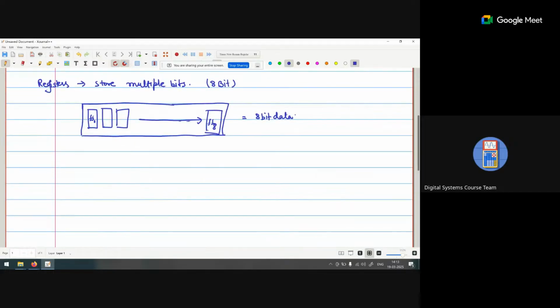Now, with the starting of the flip flop, we switch into the sequential part. The basic difference between combinational and sequential circuits is that in a combinational circuit, any operation can be performed at any time. That means no synchronization is required. This is called the combinational circuit.